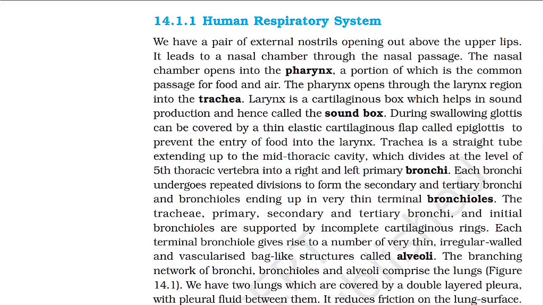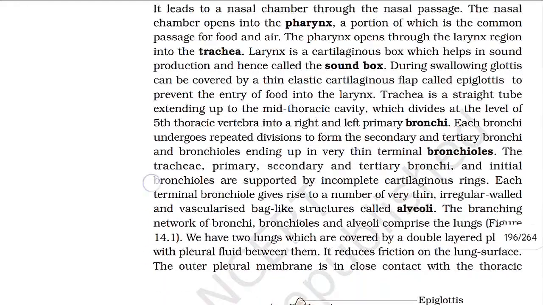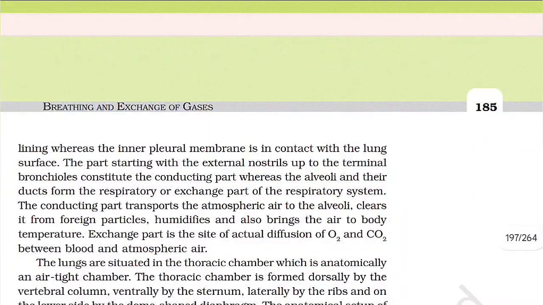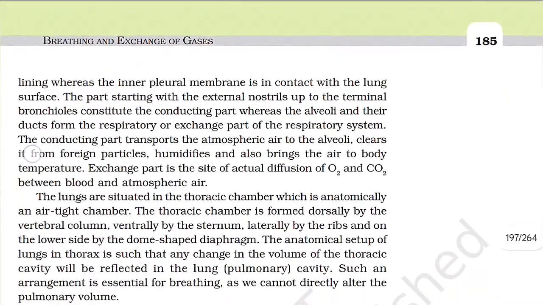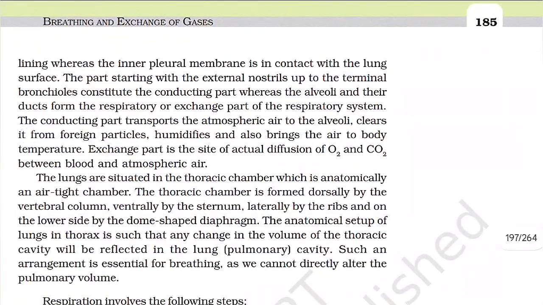We have two lungs which are covered by a double-layered pleura with pleural fluid between them. It reduces the friction on the lung surface. The part starting with the external nostrils up to the terminal bronchioles constitutes the conducting part, whereas the alveoli and their ducts form the respiratory or exchange part of the respiratory system.